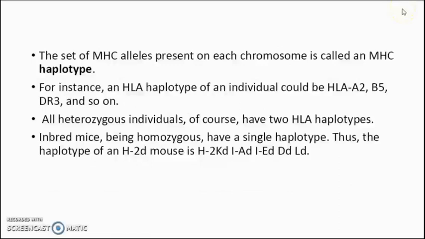The set of MHC alleles present on each chromosome is called an MHC haplotype. For instance, an HLA haplotype of an individual could be HLA-A2, B5, DR3, and so on. All heterozygous individuals, of course, have two HLA haplotypes. Inbred mice, being homozygous, have a single haplotype. Thus, the haplotype of an H2d mouse is H2K of d, IA of d, IE of d, D of d, L of d.